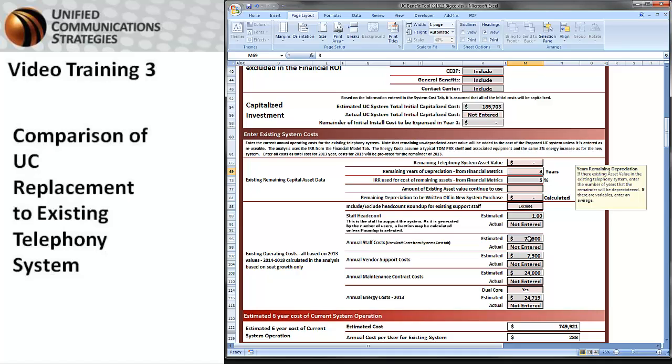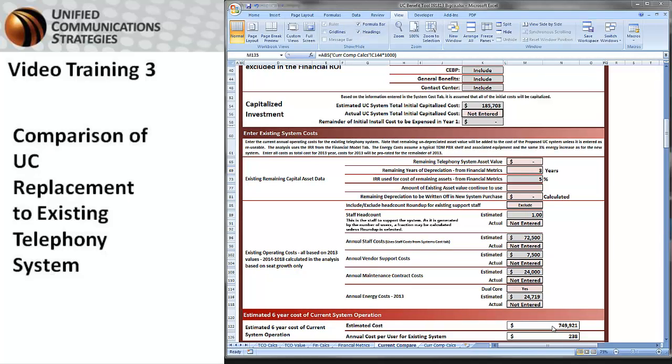There's an estimated staff cost. Again, that was taken from the previous cost slide that we went through a couple of tabs ago. Actual vendor support costs, estimated maintenance costs, and actual annual energy costs. At the bottom here we have the total estimated cost, the 6-year estimated cost of current operations, and the annual cost per user over those 6 years. So you actually see what the cost is there.